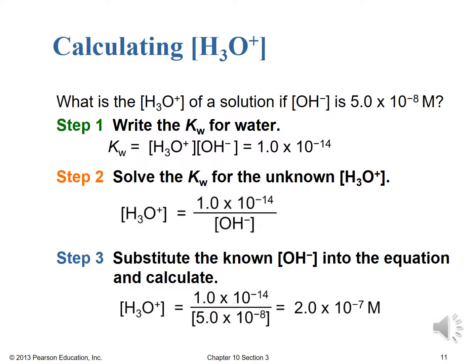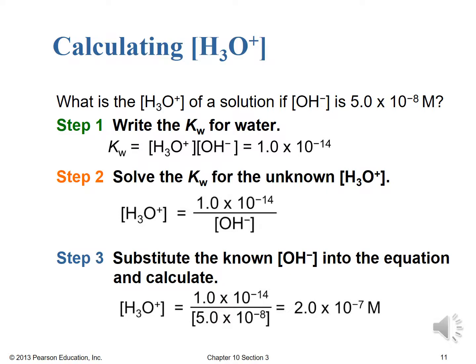So first we'll write that Kw for water. Kw equals H3O+ concentration times OH- concentration, which equals 1.0 times 10 to the minus 14 at 25 degrees Celsius. Step 2, we'll solve the Kw for the unknown concentration. In this case, it's the H3O+ that's unknown. And we'll solve for that by dividing both sides by OH- concentration. In this case, we'll substitute in that known OH- concentration, and then we can calculate the H3O+ concentration.